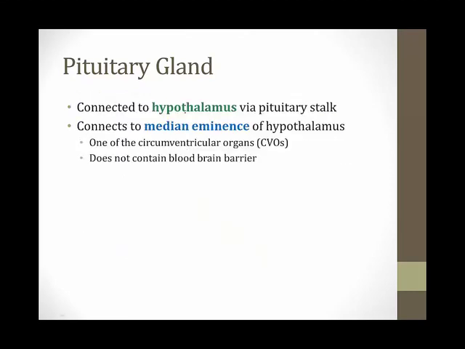The pituitary gland is connected to the hypothalamus via a structure called the pituitary stalk. Specifically, it connects to the median eminence of the hypothalamus. This is one of the circumventricular organs, or CVOs, that do not contain the blood-brain barrier, and I talk about these in more detail in the neurology modules.